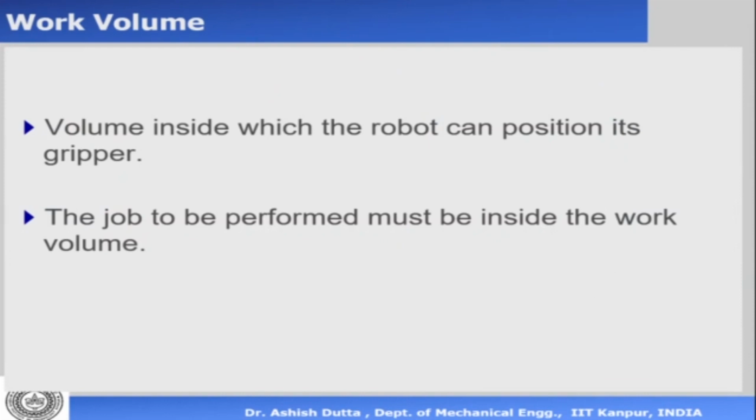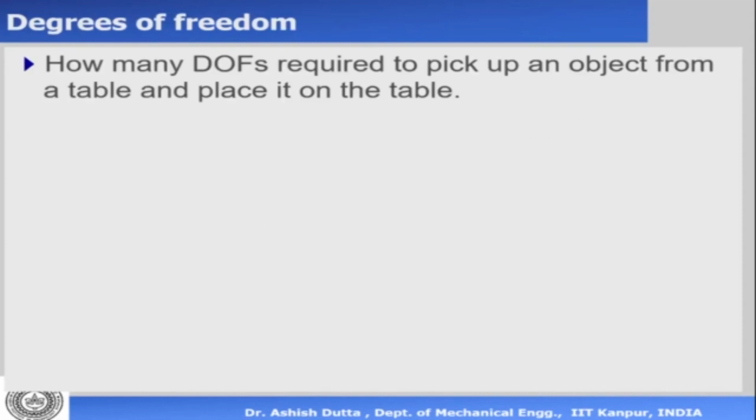So we have said that the work volume is the volume inside which the robot can position its end effector with a gripper or end effector. Now the job to be performed must be inside the work volume. Of course, if you're trying to do a task outside the work volume, you cannot do it, because the base of the robot is fixed, so it cannot move, right? Now let us move on further and try to answer this question about degrees of freedom required.